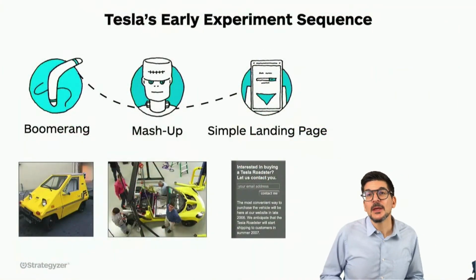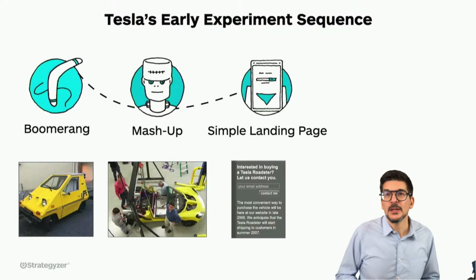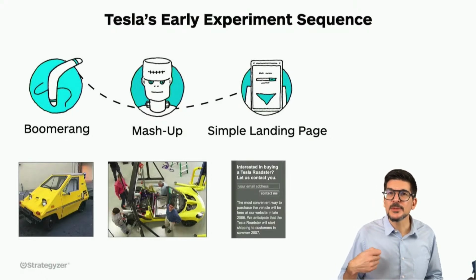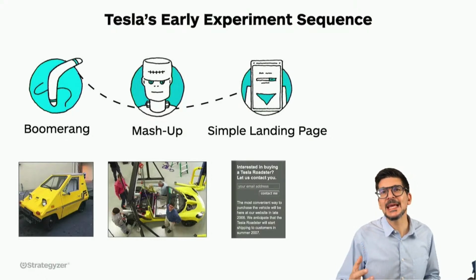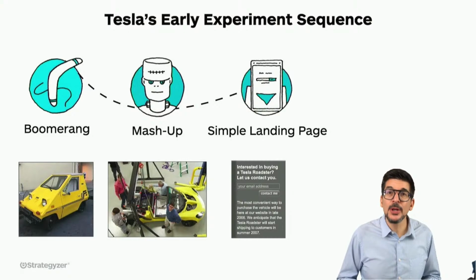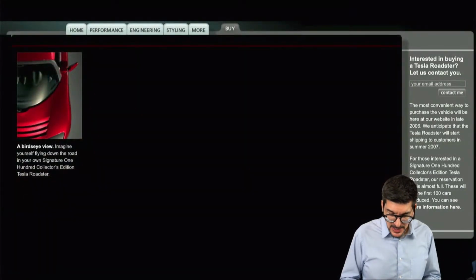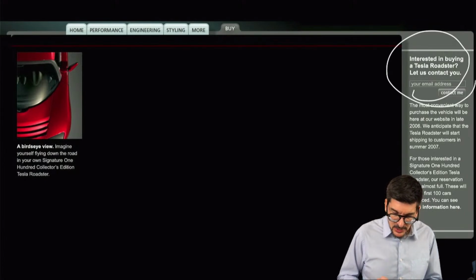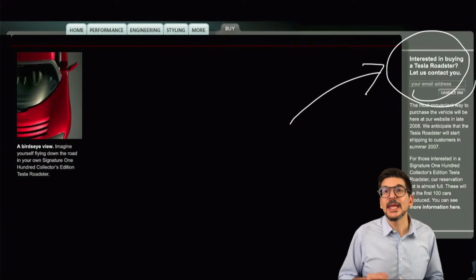So they didn't stop there. They went on to get customers to do something. So they built a so-called simple landing page. What does that mean? They put up a website, and the website over here, you can see, had a little window where you could put your email if you were interested.